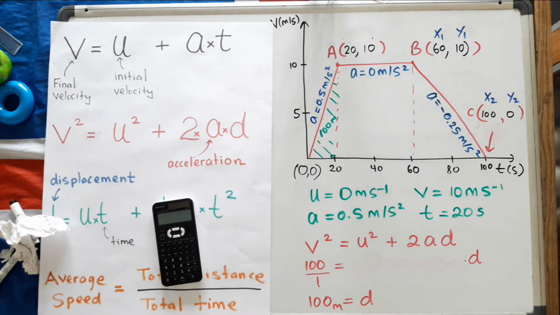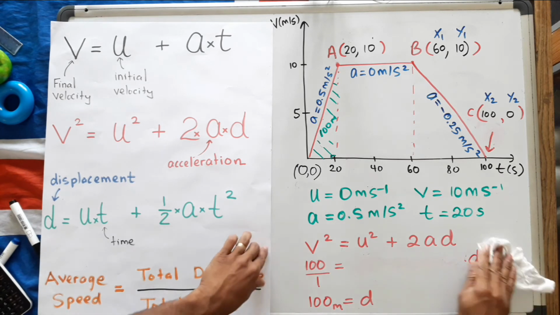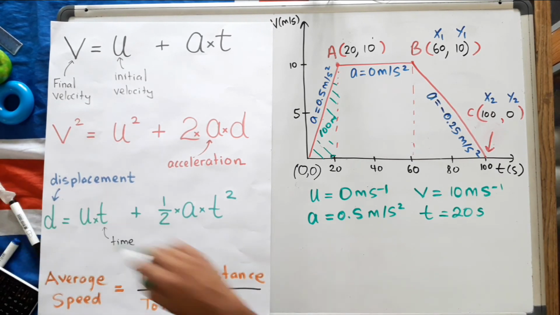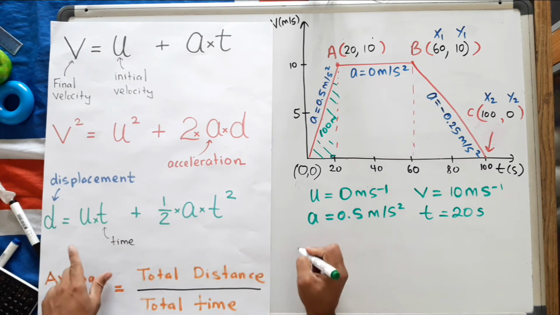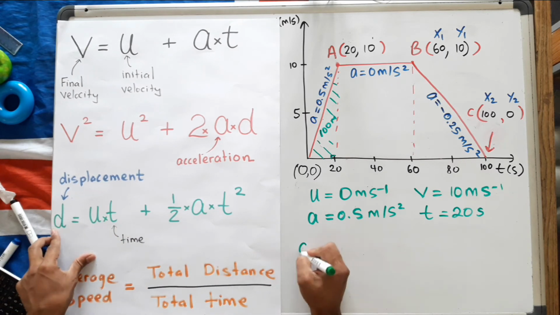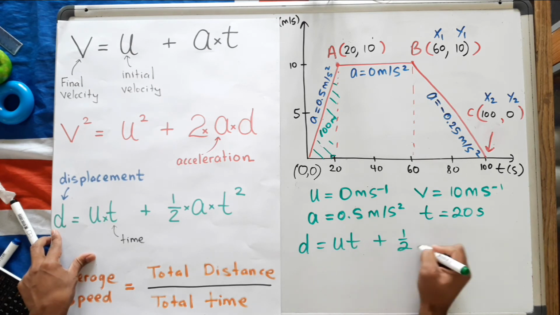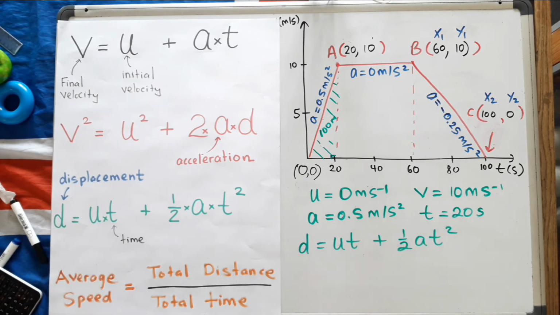All right, so I proved it with the red formula. We can also do this with the green formula, because we have enough information to use it. The green formula says displacement is ut plus a half at squared. Let's see if we'll get the same answer. We're trying to find the distance. The initial velocity is 0. The time is, well, 20 seconds.